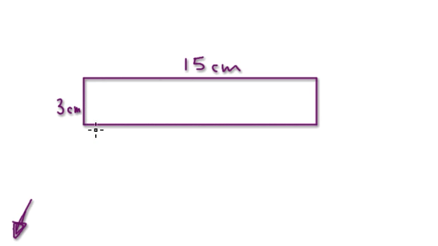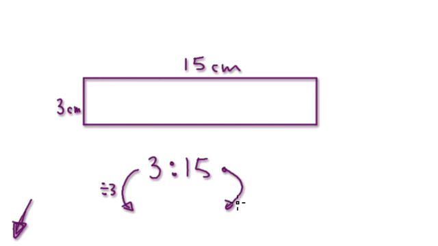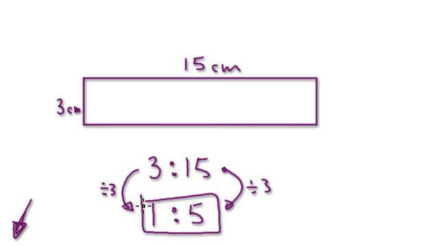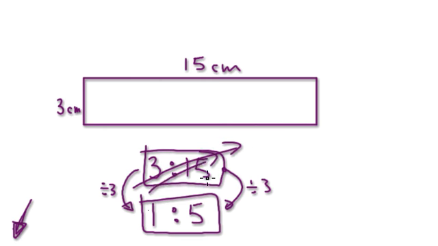So the ratio of width to length is 3:15. But then you can divide this by 3, and therefore you can divide this by 3. So the ratio is better expressed as 1 to 5, as opposed to this. This is no good. This is better.